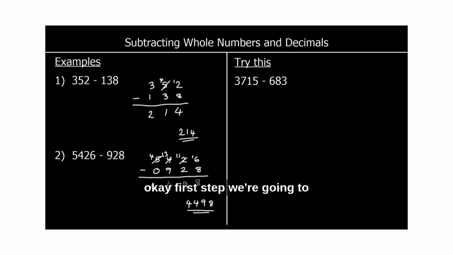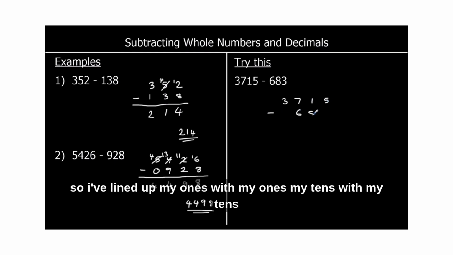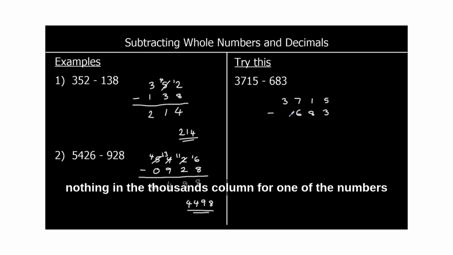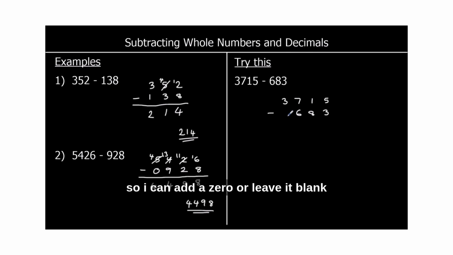Okay, first step, we're going to line up our numbers. So we've got 3,715 take away 683. So I've lined up my ones with my ones, my tens with my tens, my hundreds with my hundreds, and my thousands with my thousands. I've got nothing in the thousands column for one of the numbers, so I can add a 0 or leave it blank.